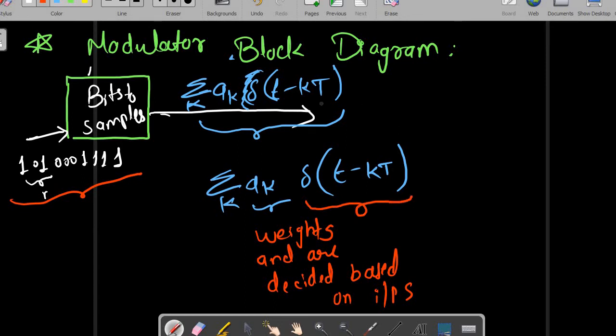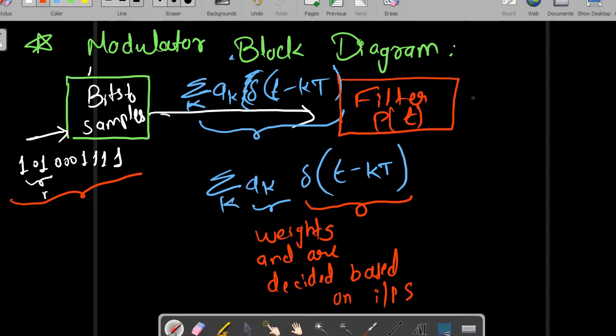Now what we do after this is pass it through a filter. All that this filter does we will see in the optimal filter, our matched filter, in the receiver part. Right now we are just passing it through one filter, and why we are doing this I will show you in a minute. After that, we get our baseband signal over here, which is ready to transmit. This is our baseband analog signal.